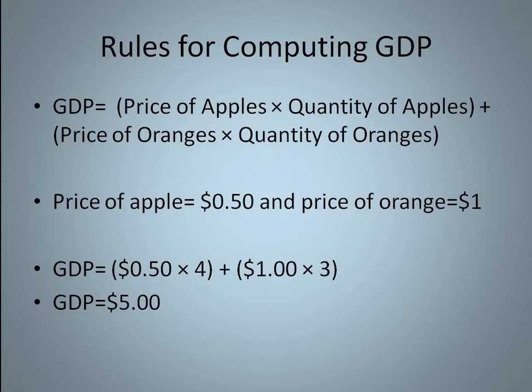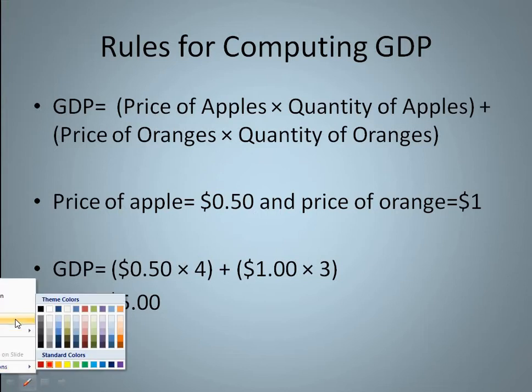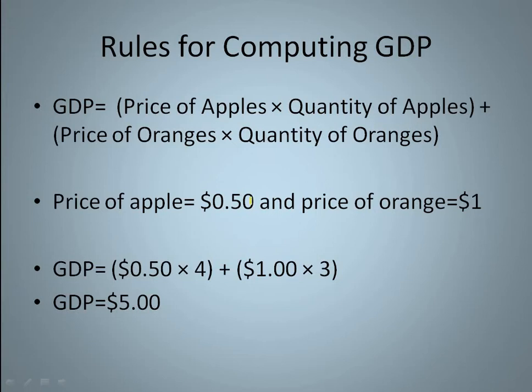So, to compute the total value of different goods and services, the national income accounts use market prices, because these prices reflect how much people are willing to pay for a good or service. Thus, if the price of an apple is $0.50 and the price of an orange is $1, then how can we calculate the GDP?